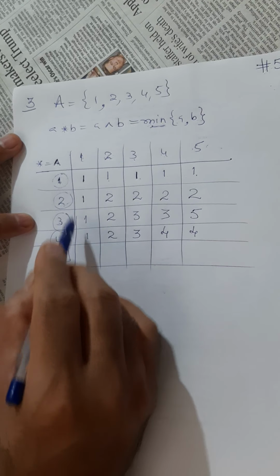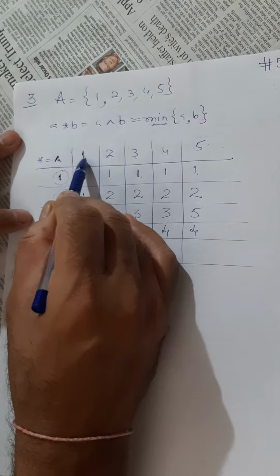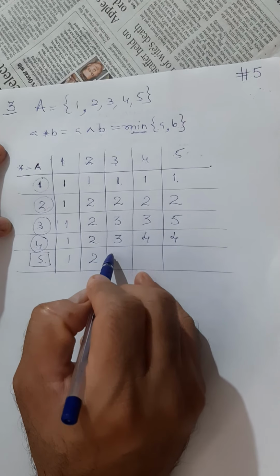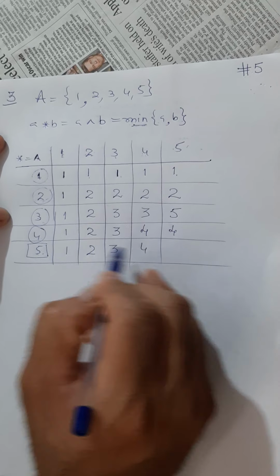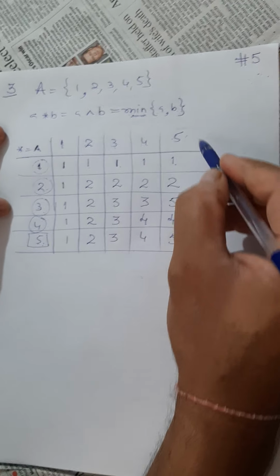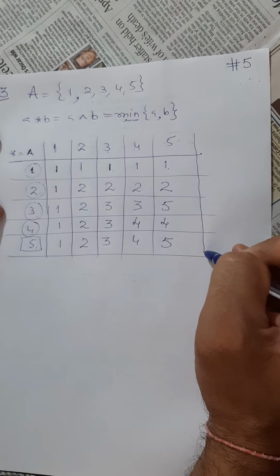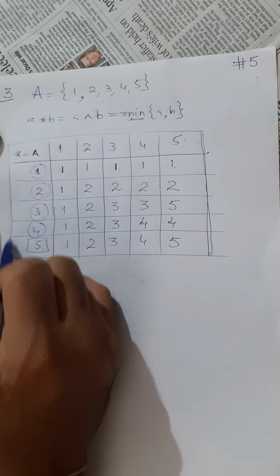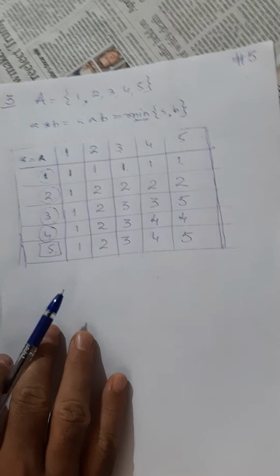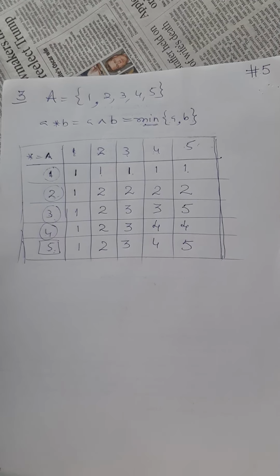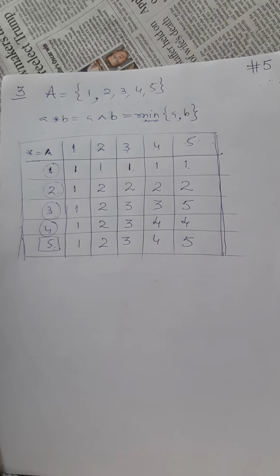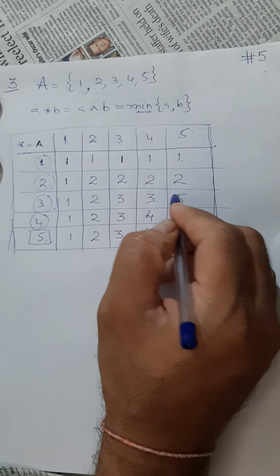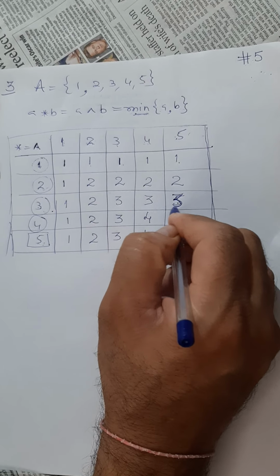Now with 5 you take each of these. Minimum of 5 and 1, 1. Minimum of 5 and 2, 2. Minimum of 5 and 3, 3. Minimum of 5 and 4, 4. Minimum of 5 and 5 is 5. So this way we can prepare the table in such questions. This is sometimes called a composition or multiplication table. Sorry, this is my mistake. Minimum of 3 and 5 is 3, not 5. Let's correct it.